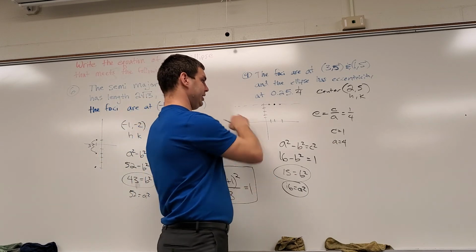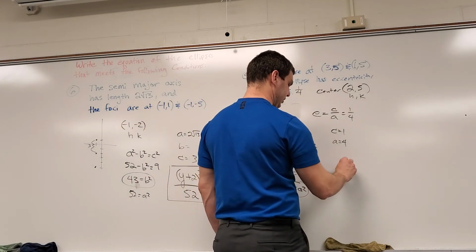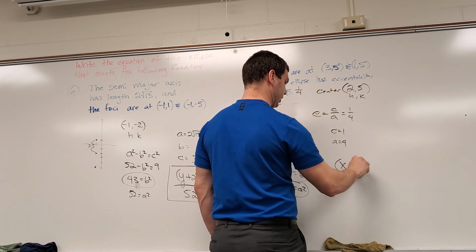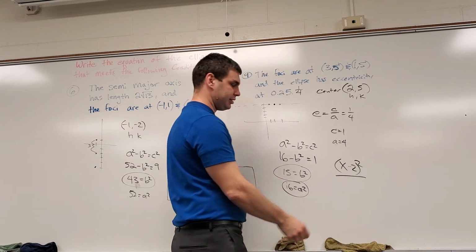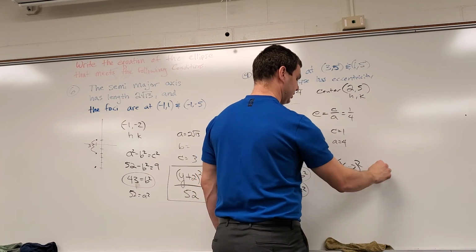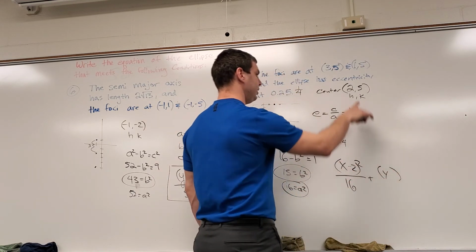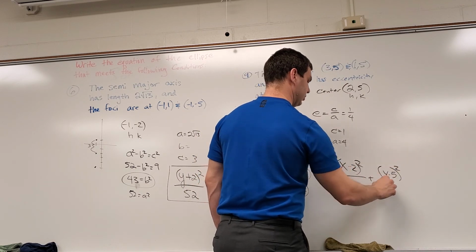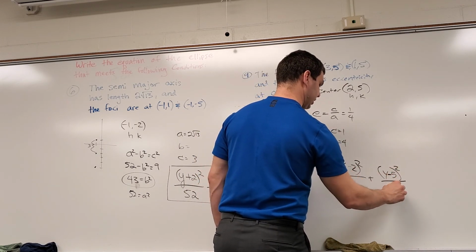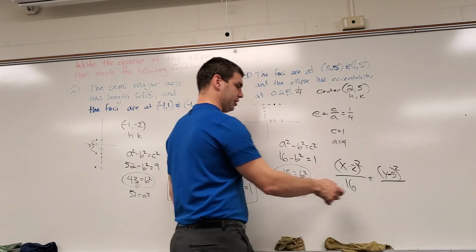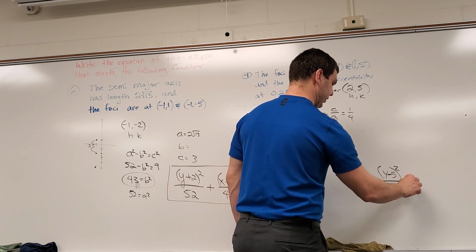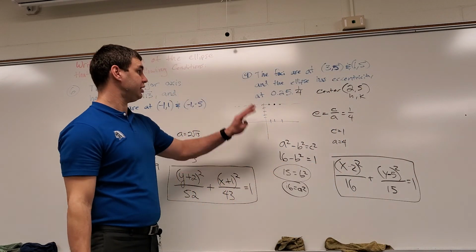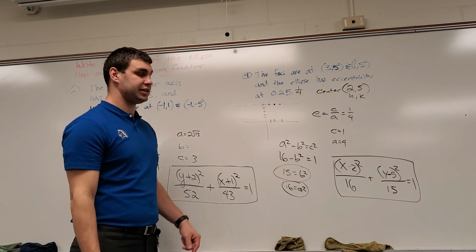Let's try it. Again, this one's oriented horizontally, so the x's come first. X minus my h, x minus 2, quantity squared, over the A squared, we said was 16, plus the y's, y minus my k, which is 5. Y minus 5, quantity squared, over B squared. B squared in this case is 15. And again, every ellipse equals 1. Okay, so this is the equation of the ellipse that satisfies those conditions.